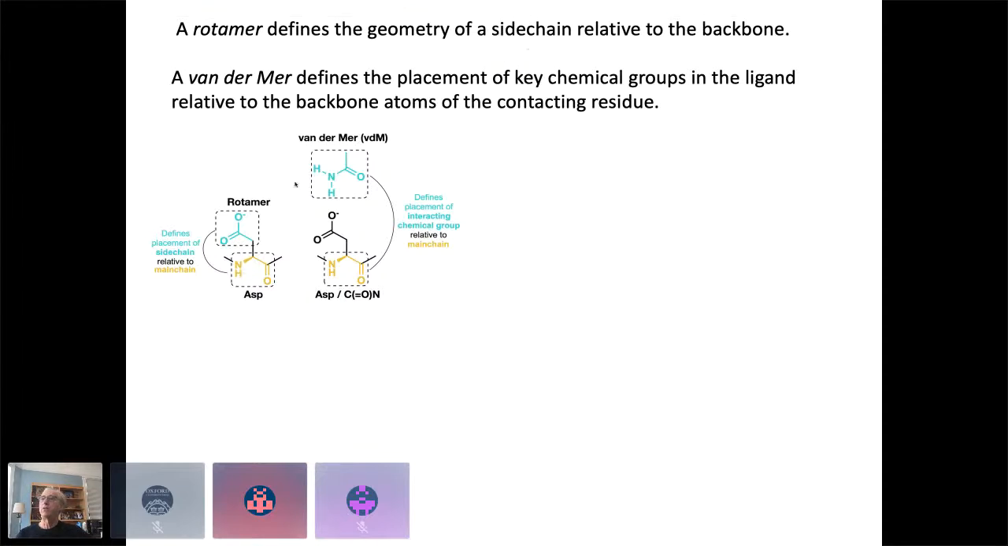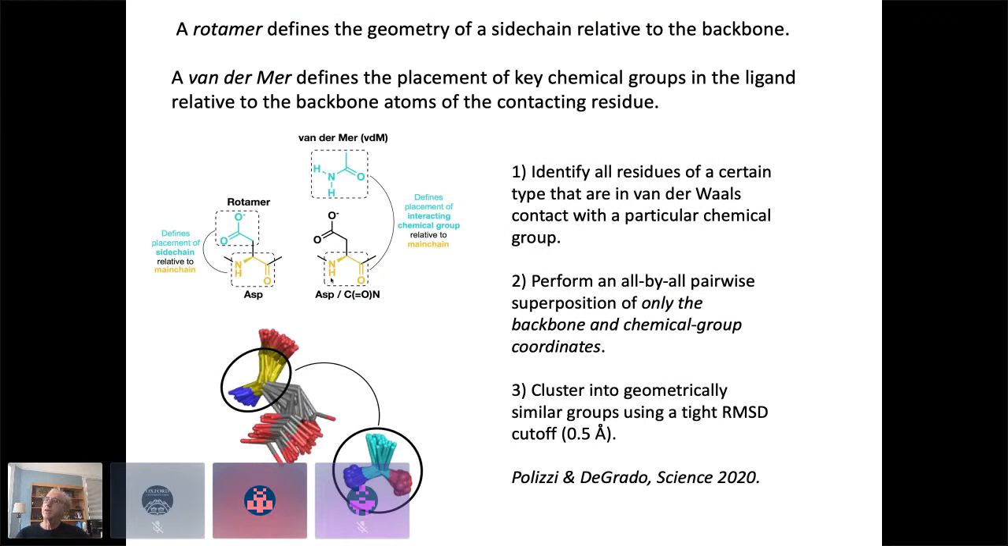Vandermeers are really related to rotamers in that if rotamers take a backbone and relate a side chain functional group to the backbone. So if I know the backbone and I specify a rotamer, I know where this carboxylate is. Vandermeer, on the other hand, starts with the backbone here. We don't worry about where the side chain is. Instead, we worry about where an interacting group is.